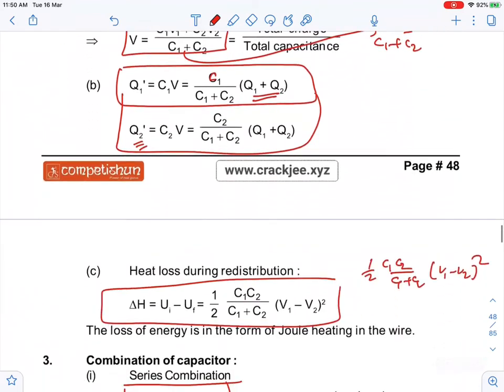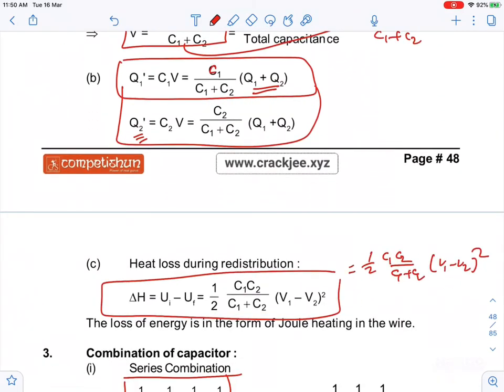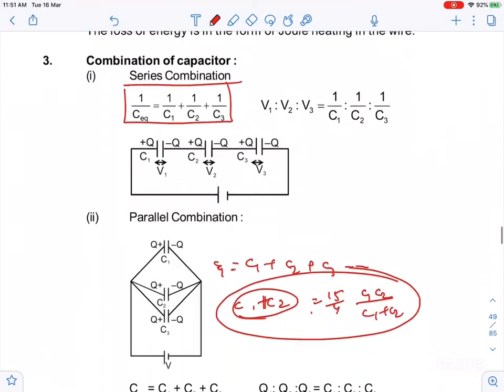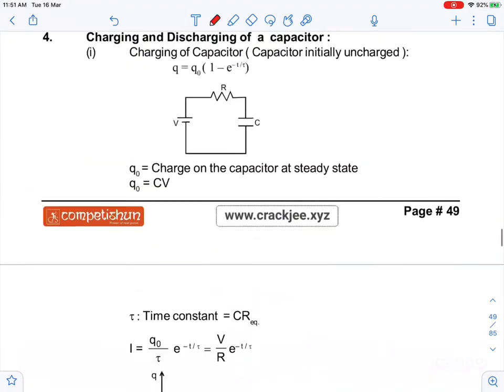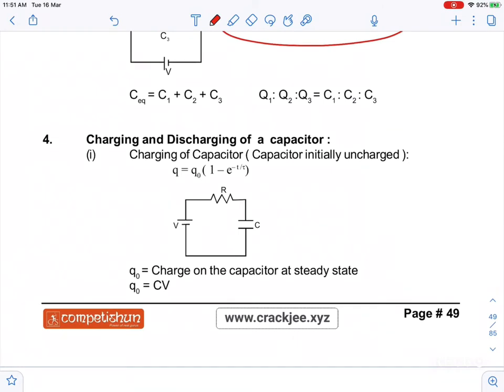When you combine two capacitors like this, what is the heat loss in the combination of the capacitors? Directly remember the result: half C1 C2 upon C1 plus C2 into (V1 minus V2) whole square. Now you have to keep some results of the RC circuit in mind.